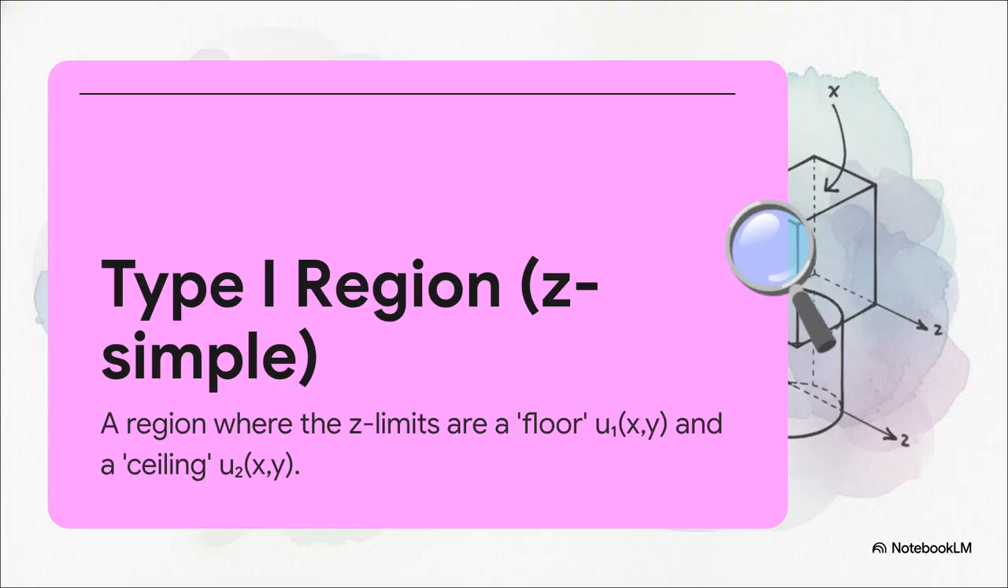Now, this floor-to-ceiling concept has a formal name in math. It defines what we call a type I or z-simple region. The floor is represented by some function u1 of x,y, and the ceiling by another one, u2 of x,y. And as you can see in the formula, those become the limits for your inside integral, the one with dz. And that's exactly why you always solve that one first.